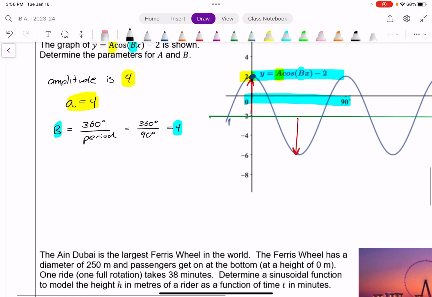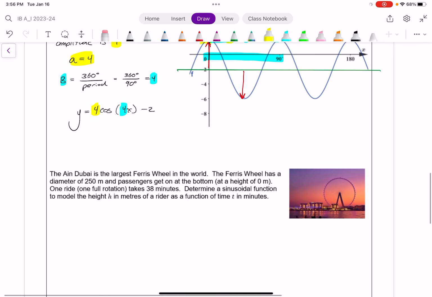Which means my equation, I now know, is y equals 4 times the cosine of 4x minus 2. So in this case, both my A parameter and my B parameter were +4.